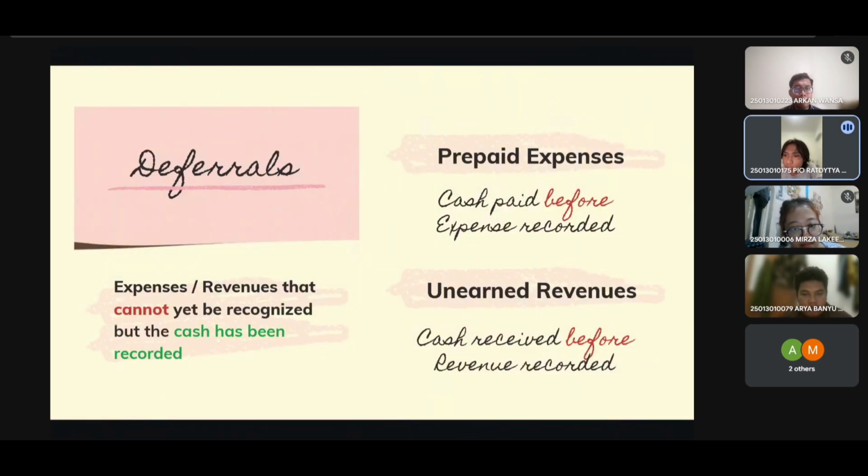There are two types of adjusting entries. The first one is deferrals. Deferrals are expenses or revenues that cannot yet be recognized, but the cash has been recorded. There are two examples of this. The first one is prepaid expenses, where cash is paid before expense is recorded, and unearned revenues, where cash is received before revenue is recorded. Next.